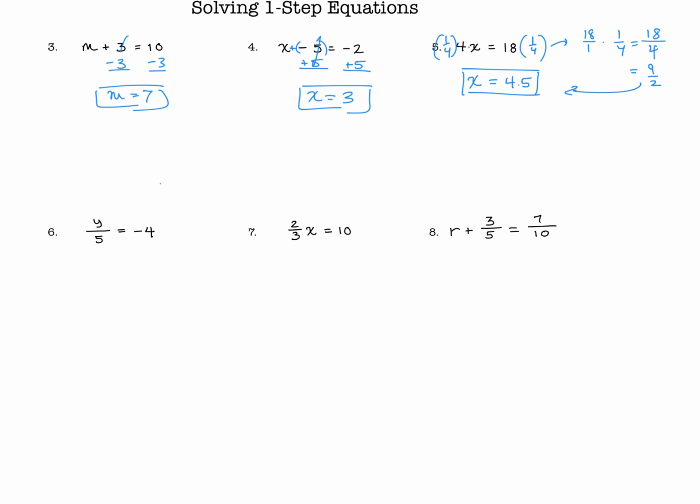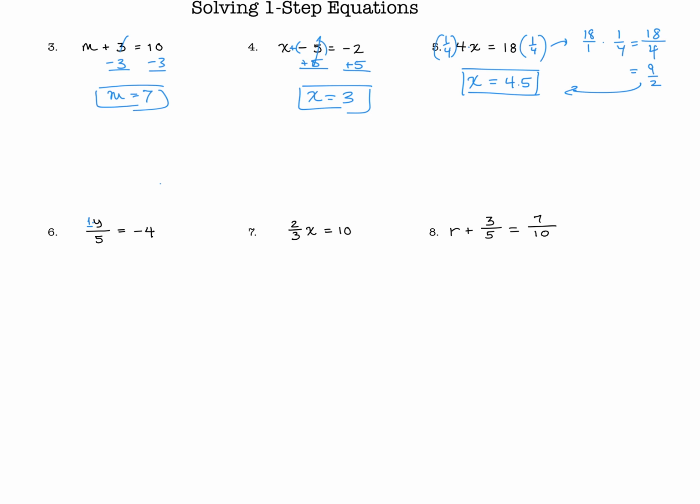All right, so now we're on to number 6. Number 6 says y divided by 5 is equivalent to -4. Now, I want to point out something that's extremely important here, okay? It's 1 over 5. It is just 1 over 5. So how do I get rid of 1 over 5? Well, there's a beautiful thing called multiplying by the reciprocal, because this is 1 times y over 5.